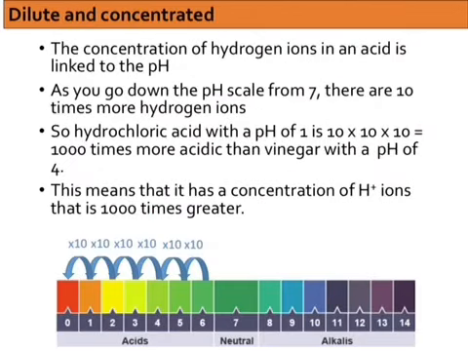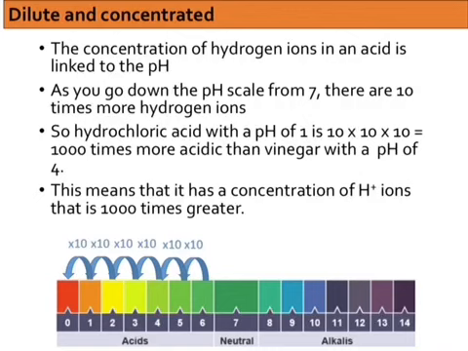We can also link the dilution or concentration of an acid to the number of hydrogen ions that are present. So the concentration of hydrogen ions in an acid is directly linked to its pH. As we go down the pH scale from 7, there are 10 times more hydrogen ions present each time. So a pH of 6 would have 10 times more hydrogen ions. A pH of 4 would have times 10, times 10, times 10, so 1,000 times more acidic. So as we go down, there are 10 times more hydrogen ions each time.